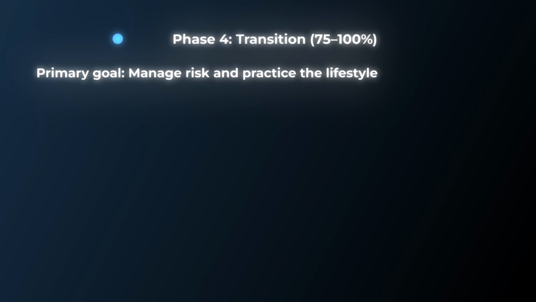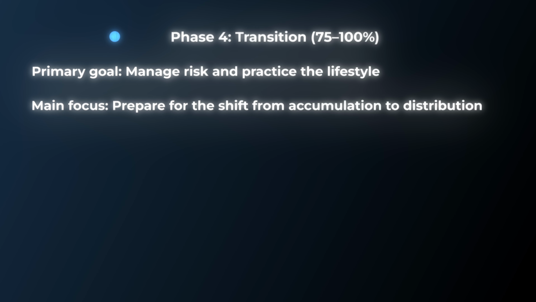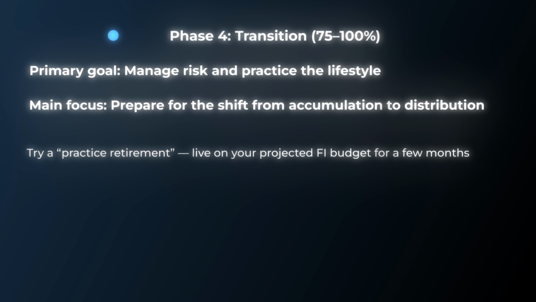The primary goal now is to manage risk and practice the lifestyle. Main focus should be to prepare for the shift from accumulation to distribution. So now you're nearly there. Now it's time to stress test your plan. Try a practice retirement. Live on your projected FI budget for a few months.